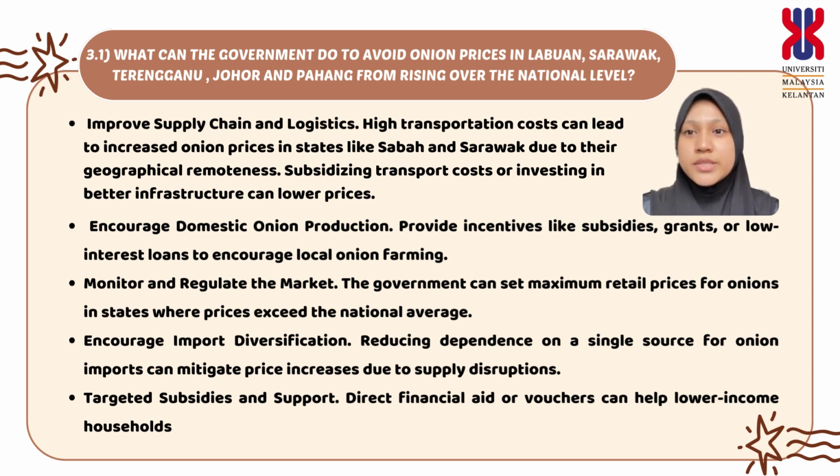Encourage import diversification. Relying on just one country for import is risky. Instead, the government should import from multiple countries. Signing trade agreements can ensure a stable and affordable onion supply. Lastly, provide targeted support. Subsidizing onions for the whole country might not be practical, but we can focus on areas like Labuan and Sarawak where prices are high. For example, the government could give financial aid or vouchers to lower income families to help them afford onions without subsidizing everyone.